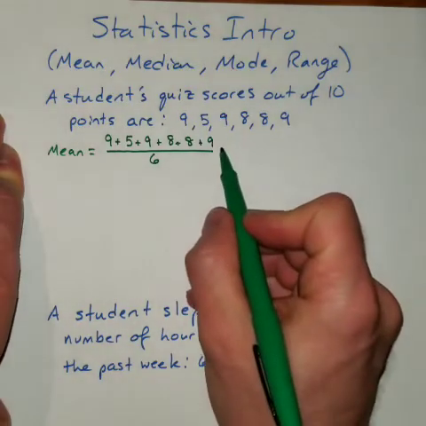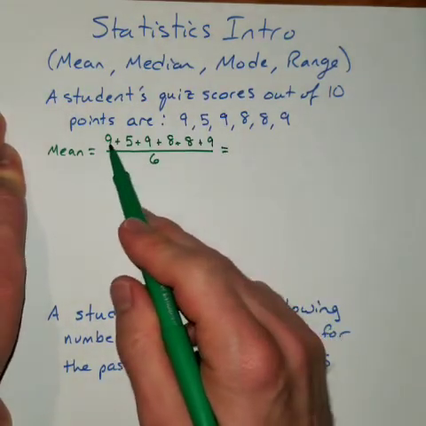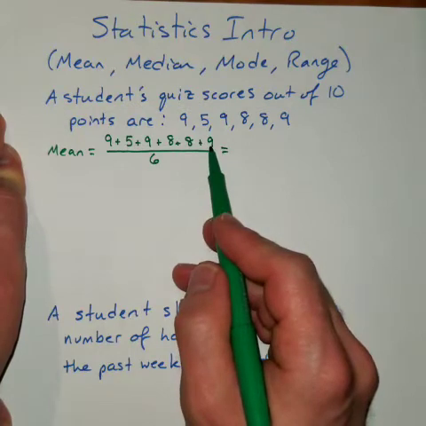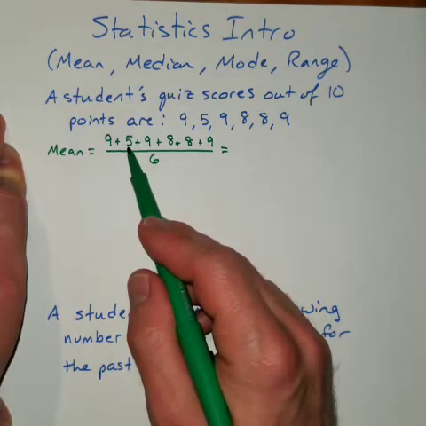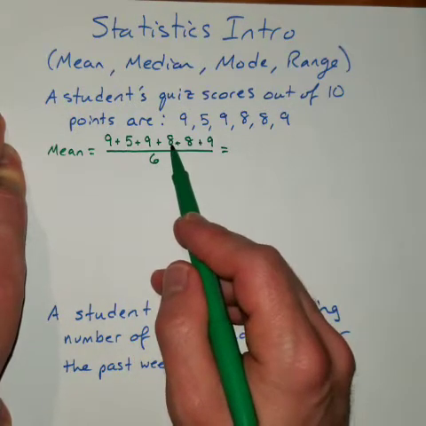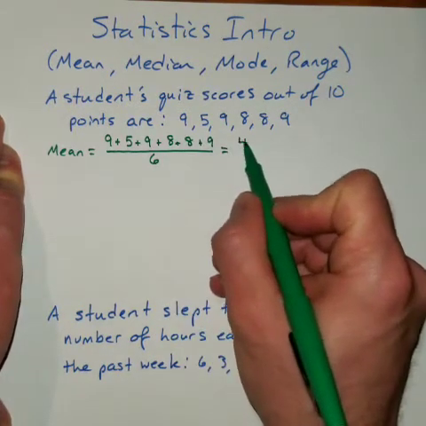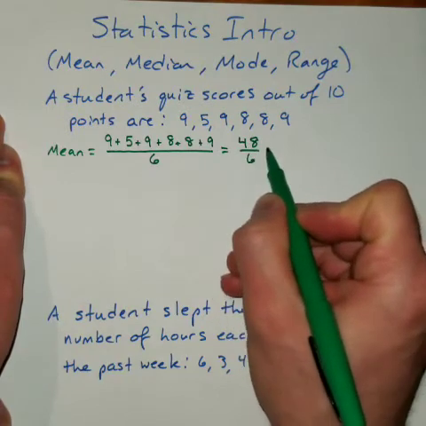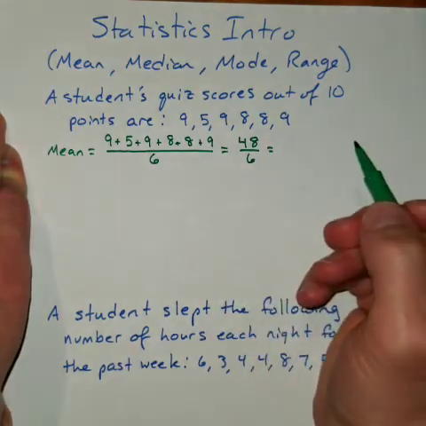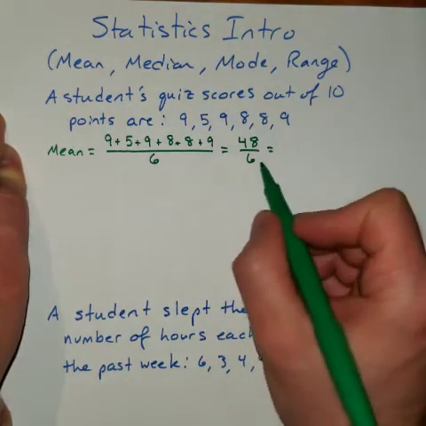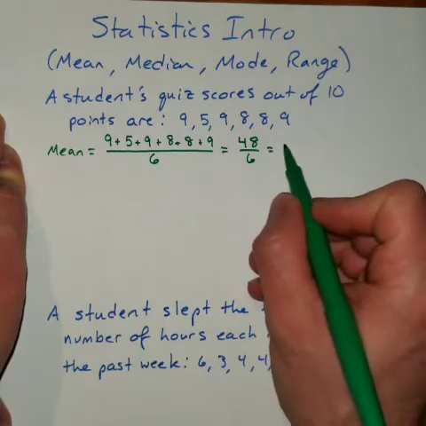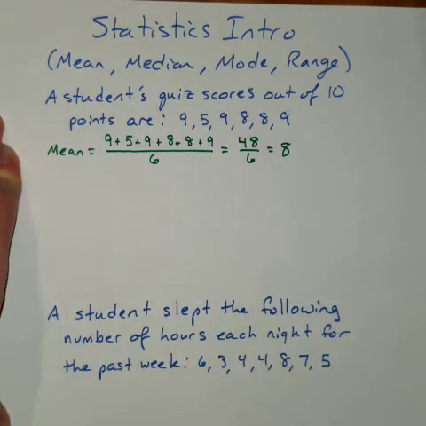When we add them up, there are 3 9s, that's 27. Add a 5, that's 32. Add an 8, that's 40. Add another 8, that's 48. So we end up with 48 over 6, which simplifies nicely, because 6 goes into 48 evenly, you get 8. So the mean score for that student is an 8 out of 10, or an 80%.